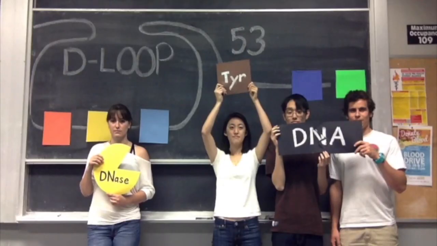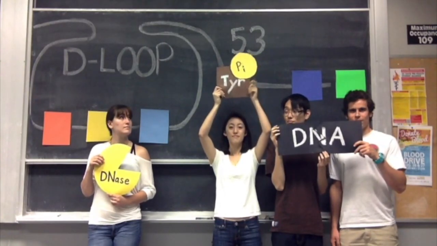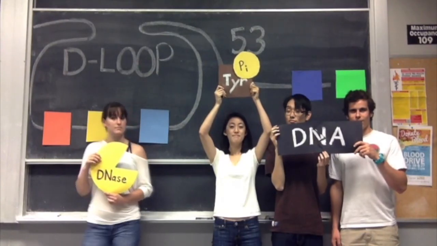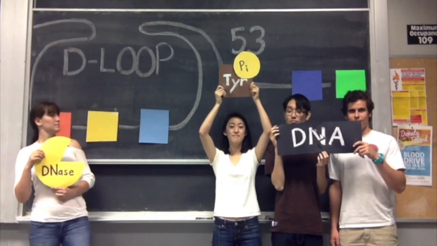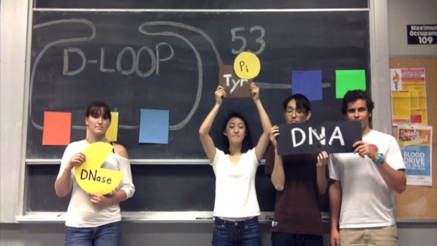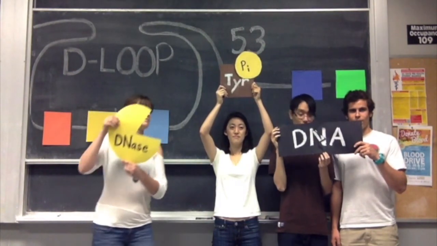When tyrosine 53 is substituted with phosphorylated tyrosine, the D-loop is partially stabilized by hydrogen bonding between the phosphate group of phosphorylated tyrosine and residues glycine 48, glutamine 49, and lysine 61 of actin. This stabilization reduces the affinity actin has for DNase I, and in turn DNase I is less inhibited by actin. It can now cleave DNA more freely.